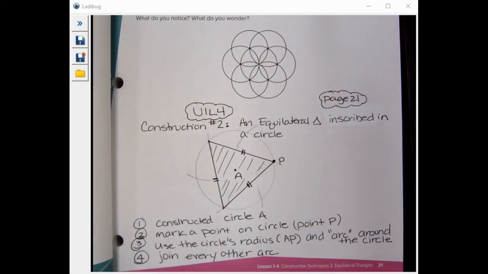This is not the only construction of an equilateral triangle. There are others. This is just the one that we're going to do in our notes in our workbook.